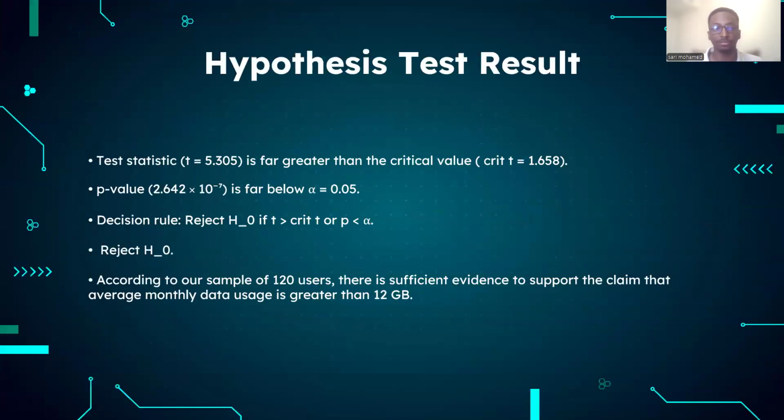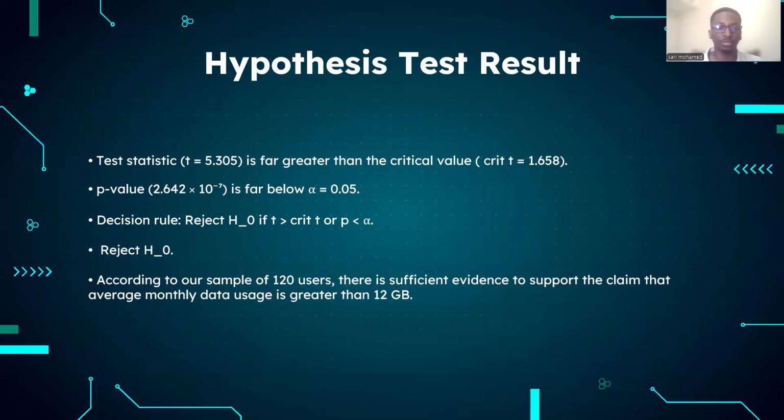Hypothesis test result. Our test statistic equals 5.305, which is far greater than the critical value, which is 1.658, and our p-value is 2.642 multiplied by 10 to the power negative 7, which is far below our significance level of 5%. Our decision rule is that we reject the null hypothesis if the t-statistic is greater than the critical t-score, or if the p-value is less than the significance level.